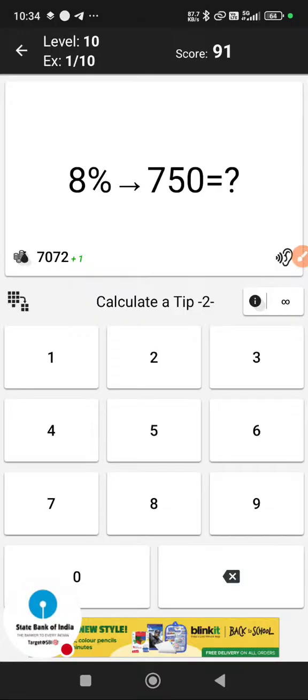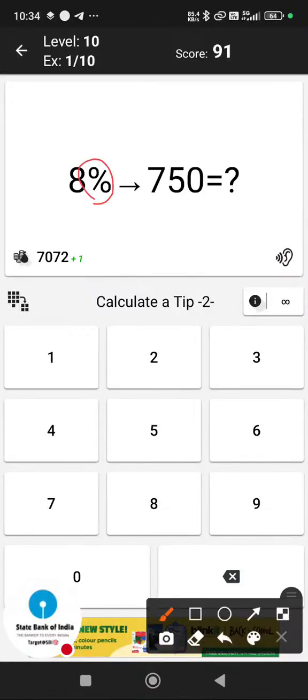8% of 750. Here I see percentage single 0, 5 multiple and 2 multiple. 2 4 times, 5 15 times. Multiply these two, which will be 60.